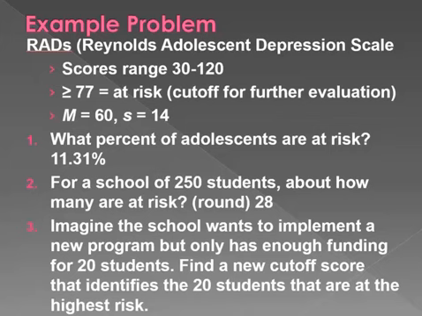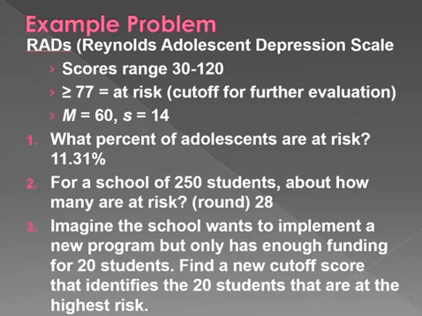All right. So now imagine that the school wants to implement a new program, but it only has enough funding for 20 students. What we want to do is find a new cutoff score that identifies the 20 students that are at the highest risk.